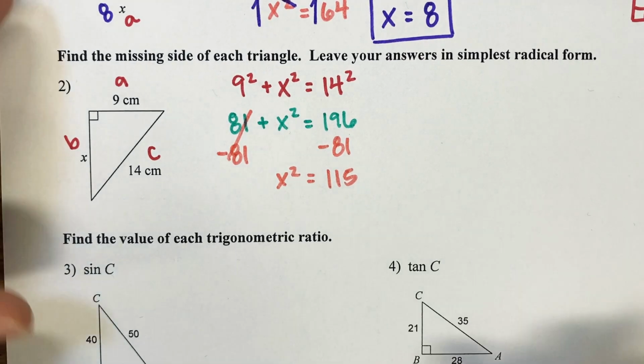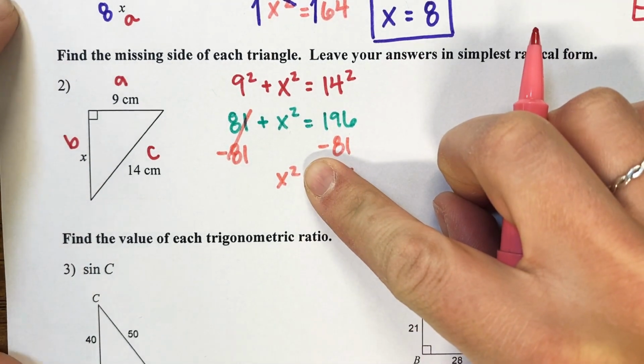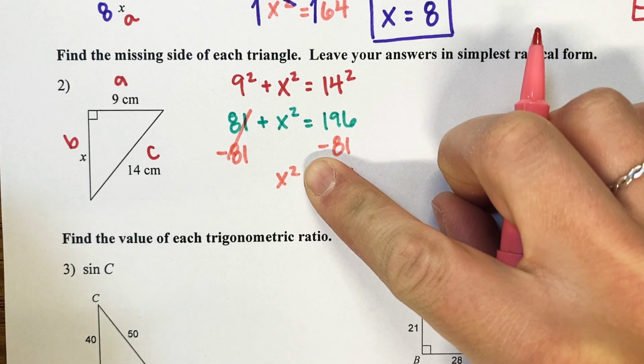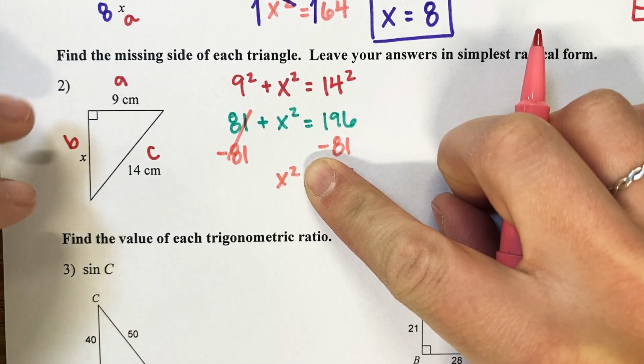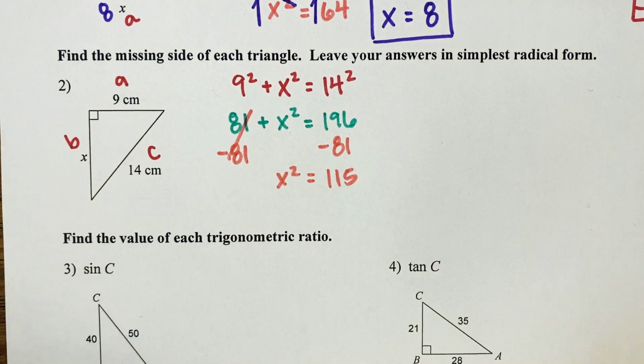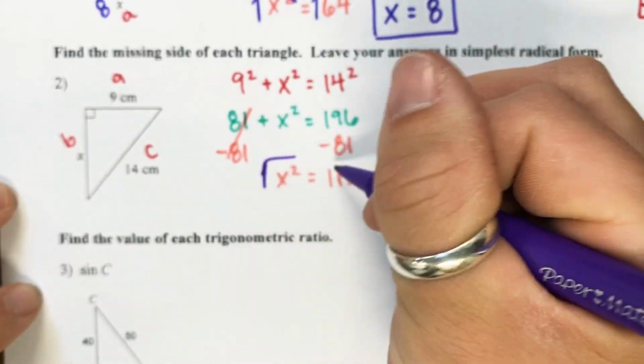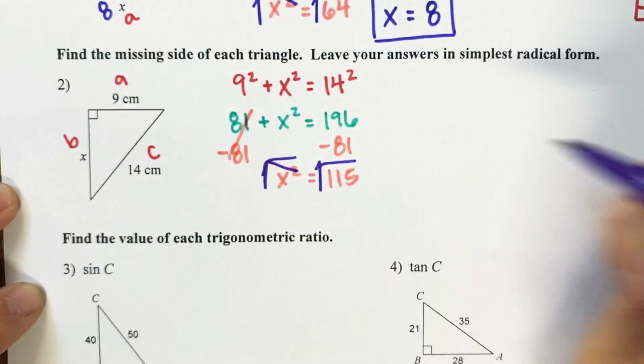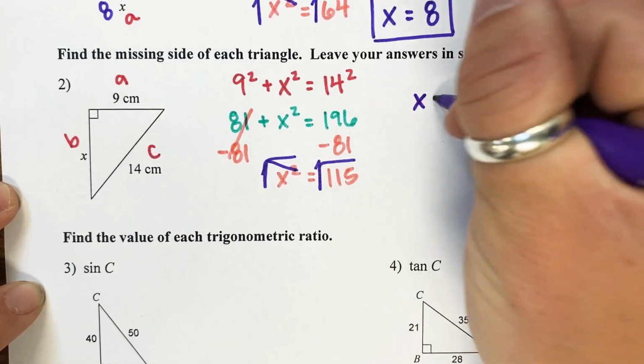Okay, so now my last step, how do I get rid of squared? How do I get my x all by itself? What is the opposite of square? We have to square root. Okay, so that gives me my x all by itself.